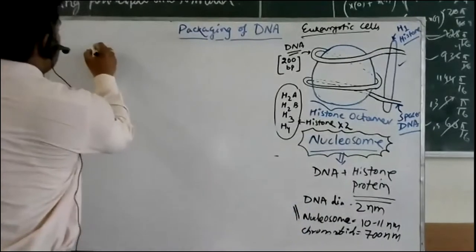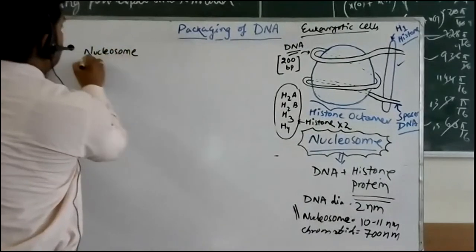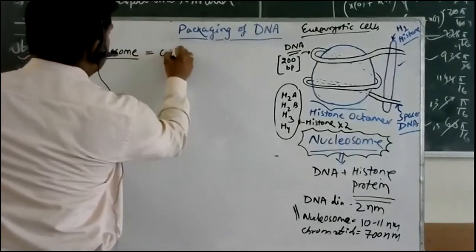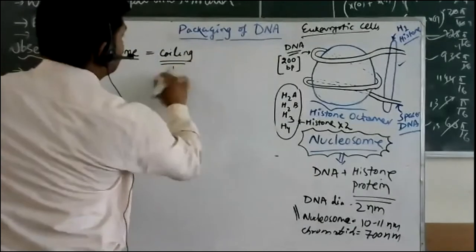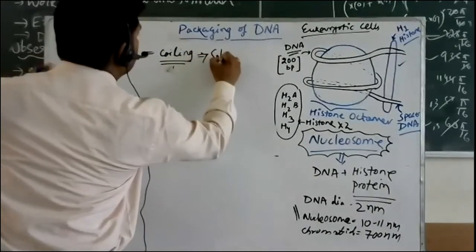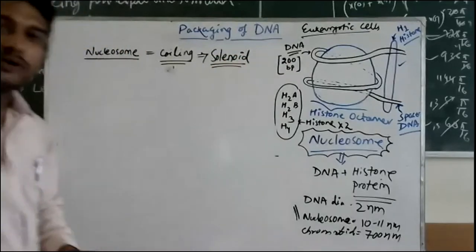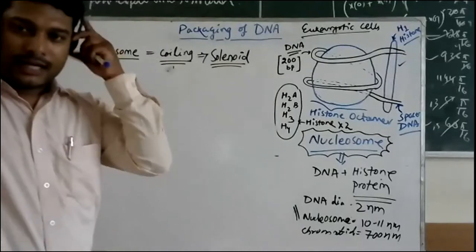The nucleosomes are going to undergo further coiling, right? When they undergo coiling, they form a structure, and that structure is referred to as the solenoid structure. The solenoid structure. I'm going to show you an image. Do not worry about that. There is a PPT I have for that. I'm going to show you that.